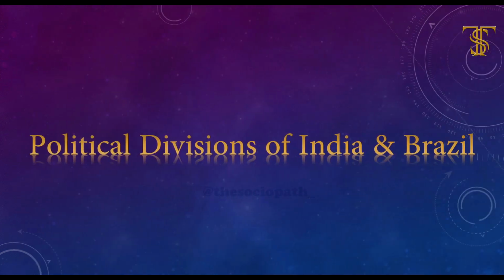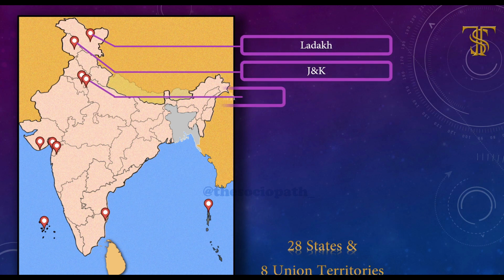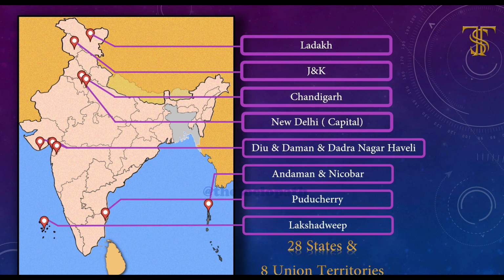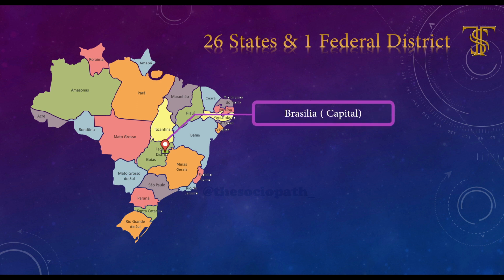So let's start with the political divisions of India and Brazil. India has 28 states and 8 union territories. The union territories are Ladakh, Jammu and Kashmir, Chandigarh, New Delhi, which is also the capital of India, Diu Daman and Dadra Nagar Haveli together, Andaman and Nicobar, Puducherry and Lakshadweep. Now let's move towards Brazil. Brazil has 26 states and 1 federal district, and Brasilia is the capital of Brazil.